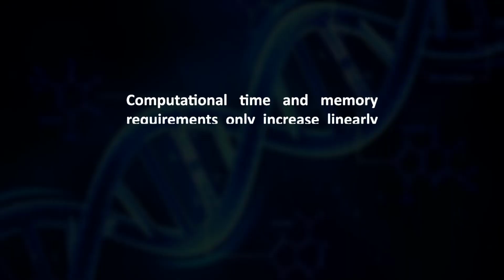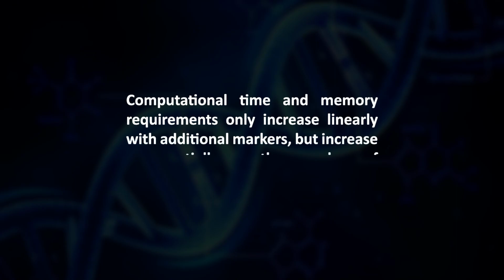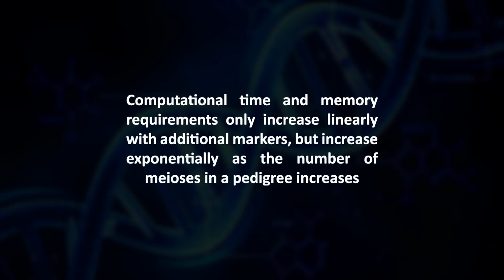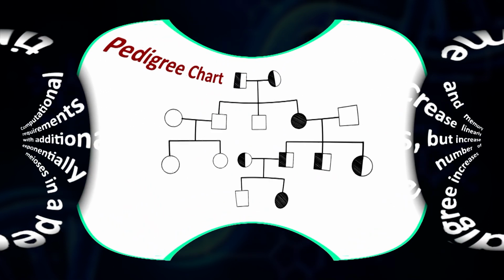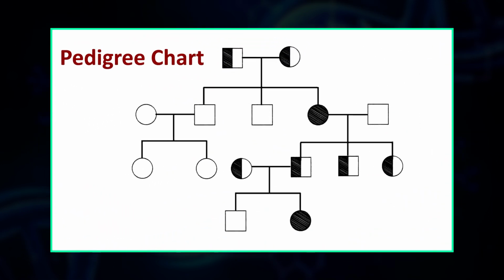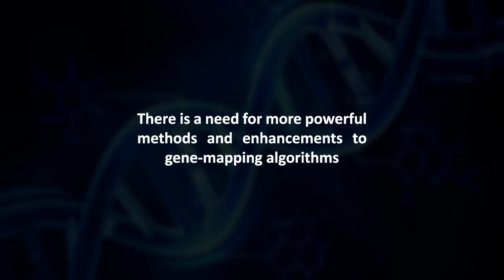Computational time and memory requirements only increase linearly with additional markers but increase exponentially as the number of meioses in a pedigree increases. In addition, there is an upper limit of 32 meioses in a pedigree because of the representation of inheritance vectors as 32-bit integers. To date, there is no widely used linkage analysis program that can handle both large pedigrees and a large number of markers. There is a need for more powerful methods and enhancements to gene mapping algorithms.